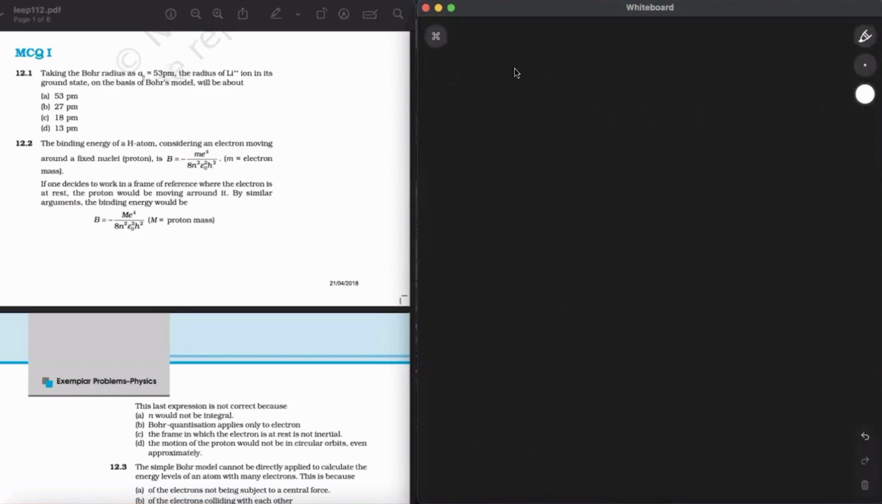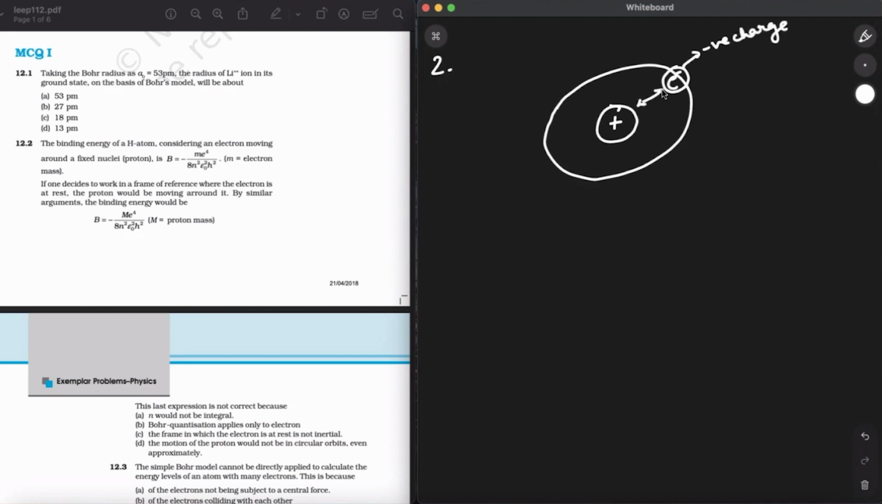Next up, I have question number two. The binding energy of an H atom, considering an electron moving around a fixed nucleus, is given. This is the binding energy. What is binding energy? See, this is a nucleus having positive charge. This is the path of an electron. I'll say this is an electron, having negative charge.